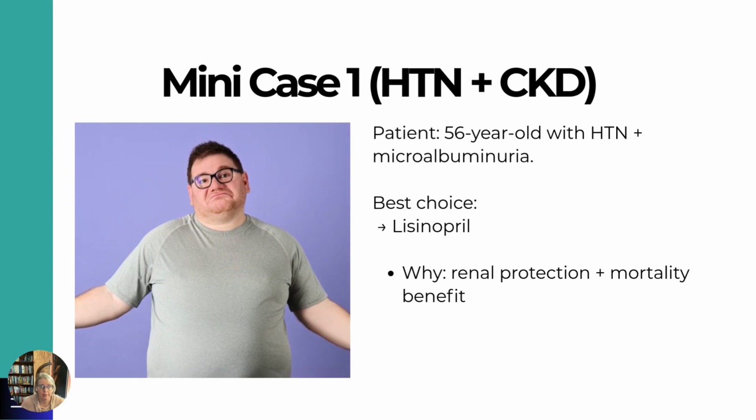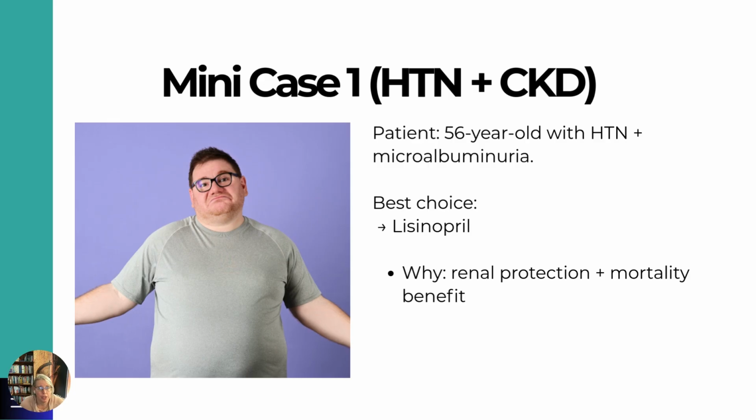Okay, quick mini cases here. Number 1, hypertension and chronic kidney disease. A 56-year-old patient with hypertension and microalbuminuria. If I have this patient, my best choice is lisinopril. Why? Because we have renal protection and we have an increased mortality benefit with chronic kidney disease.